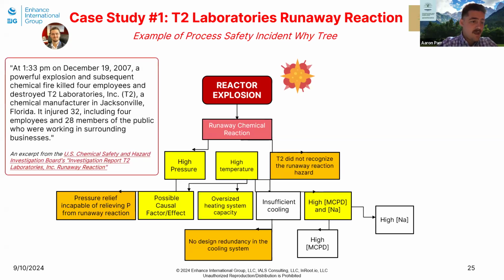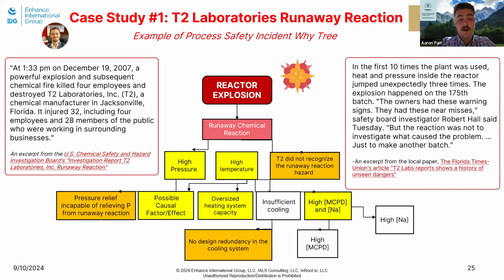I think, click please. So this is an excerpt from the U.S. Chemical Safety and Hazard Investigation Board. They did a very in-depth analysis, unfortunately, after the fact. If you aren't familiar with this serious event, I would recommend going back and looking at their report. And then this quote on the right is from the local paper. In the first 10 times the plant was used, heat and pressure inside the reactor jumped unexpectedly 3 times. The explosion happened on the 175th batch, and that was also years later.